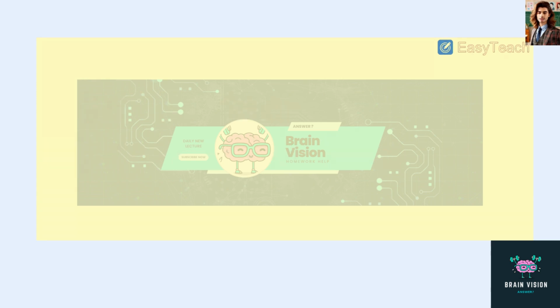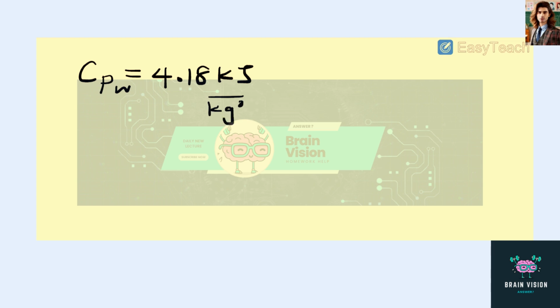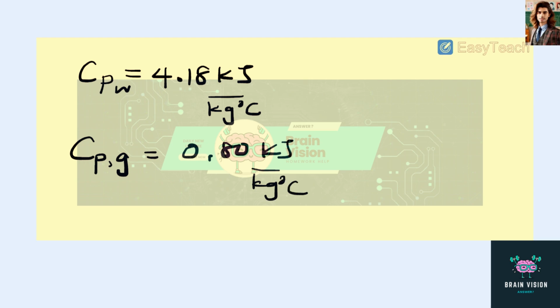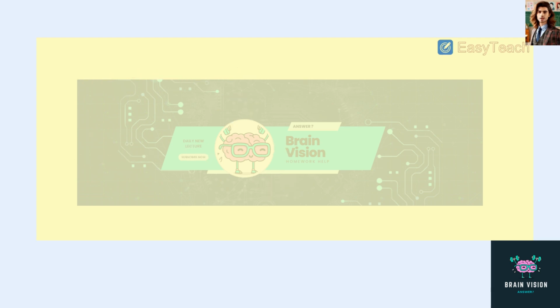So what we're going to do next is look at the properties of water and glass that were given to us. So the specific heat of water we can look up in a table, and we'll find that Cp of water is equal to 4.18 kilojoules per kilogram degree Celsius. And we can also look up in the table that the Cp for glass is equal to 0.8 kilojoules per kilogram degree Celsius.